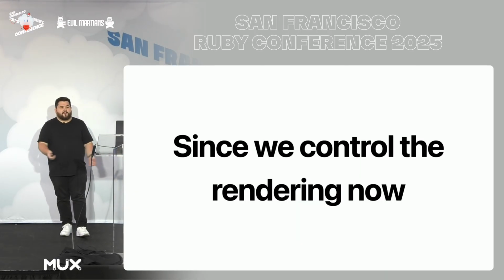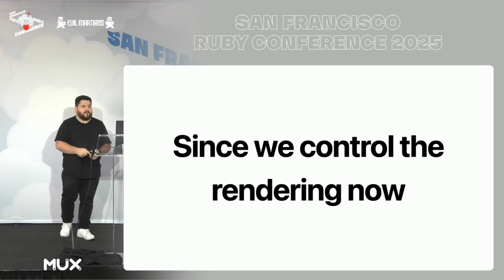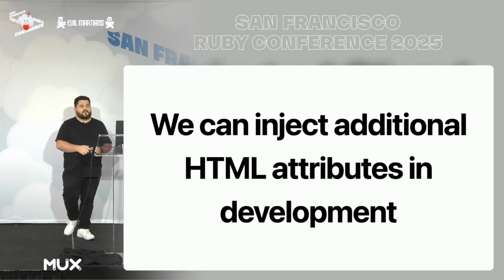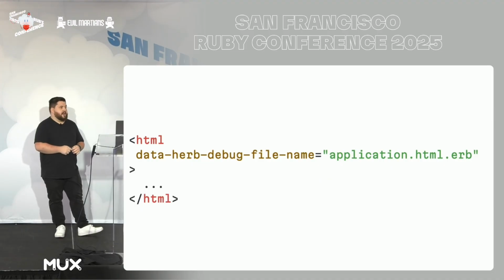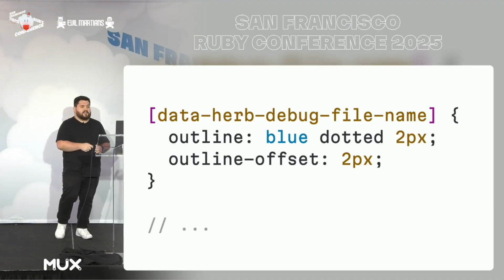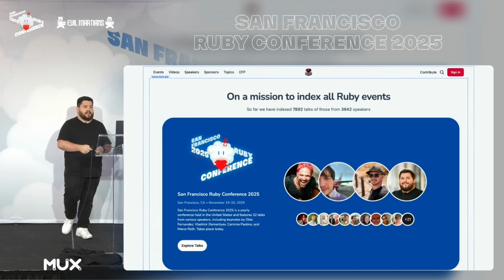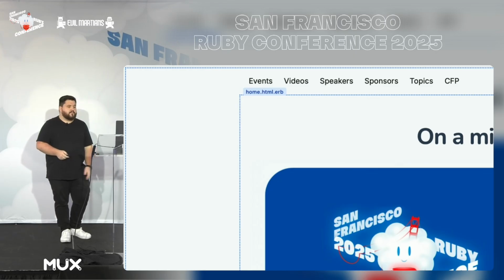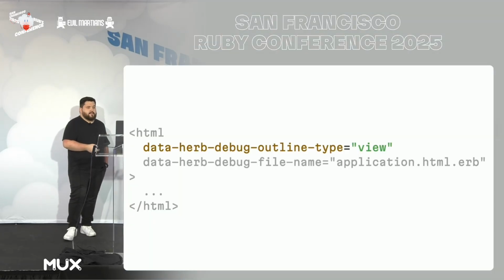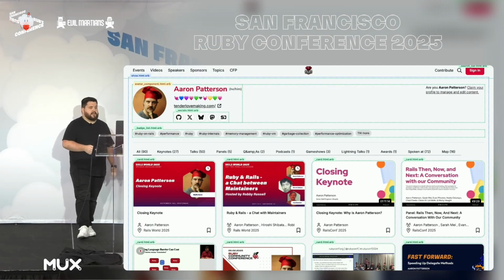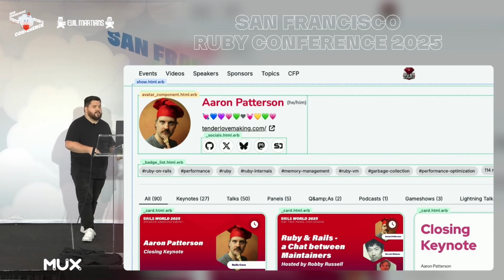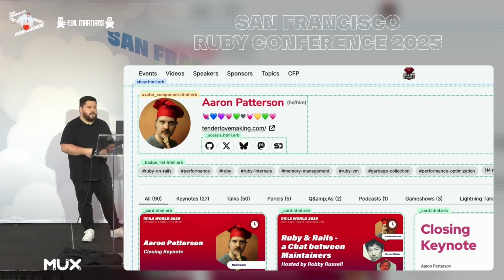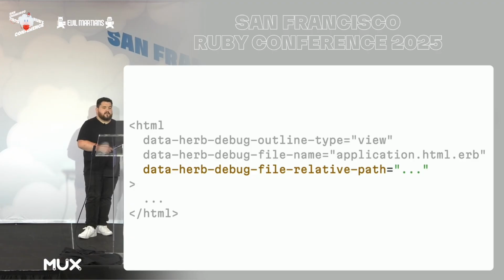And since we control the full rendering now, we can also inject some additional debug attributes in development. So we can add additional attributes here to say, here's the file name. And if you now add some CSS for it, we get outlines in the browser around these view files. We can add a type, which means we will get different colors for the different types: components, partials, and views. And if we go a step further, we can also say, let's add the relative path to it.